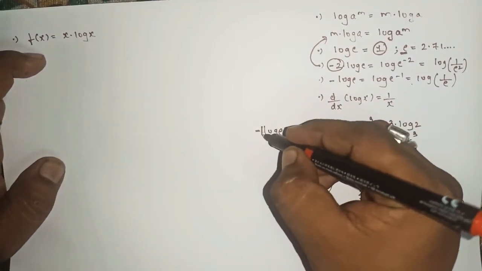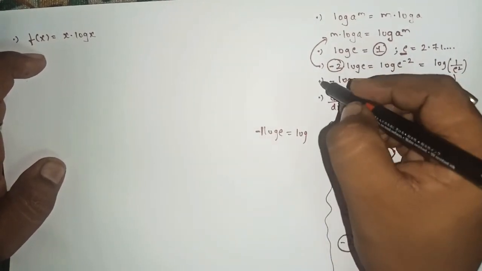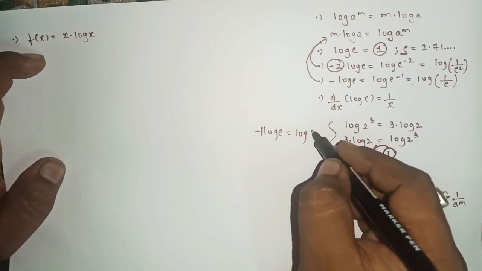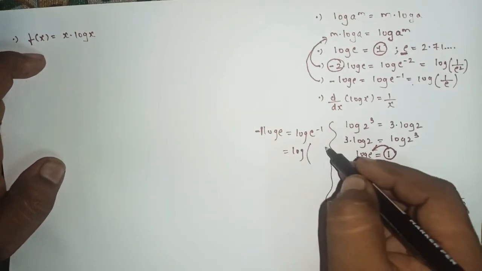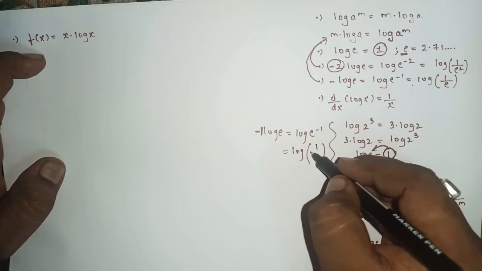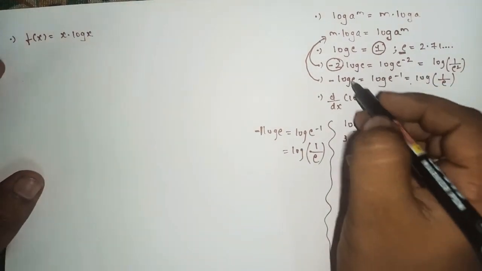In the same way, suppose here it is minus log e, so here nothing is there. So the coefficient of log, can I say it is 1? So in the next step, if we apply the same formula, m into log a, this minus 1 will go to the power. Okay, we'll keep this log as it is. Now we'll apply the a raised to minus m formula, so this we can write as 1 upon e. So you have to remember these two things.